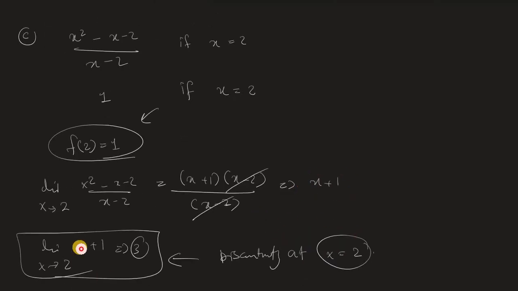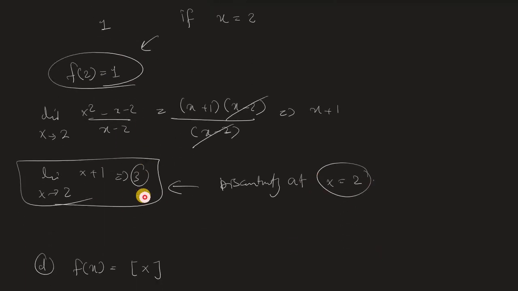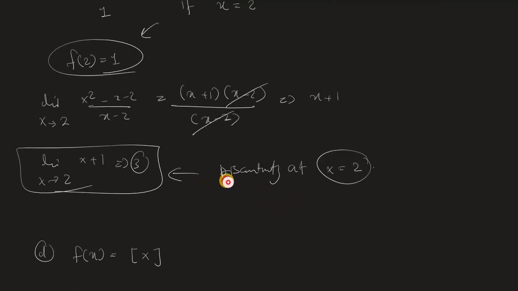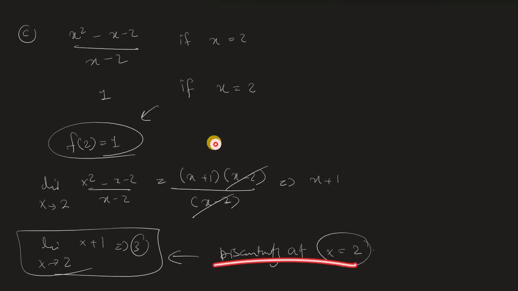Now let's go ahead and plug the limit in. When we plug the limit in, we get 3 as an answer. Since the values do not match up, there's a discontinuity at 2. All right, so let's go ahead and solve another problem. Here you understood that there was a discontinuity at x equals 2.